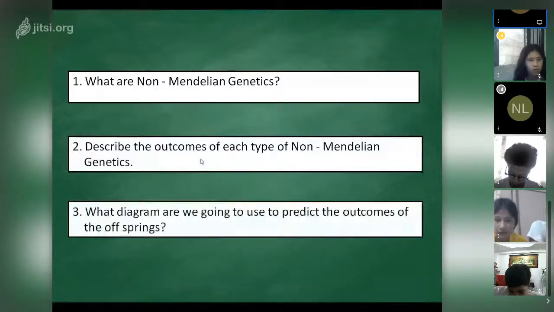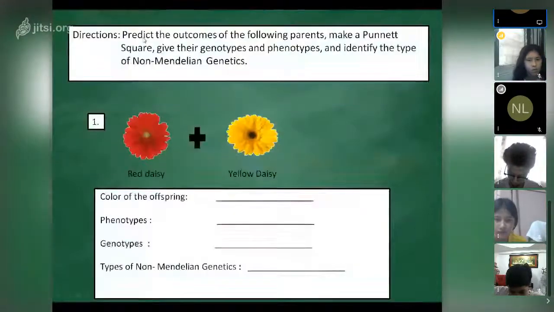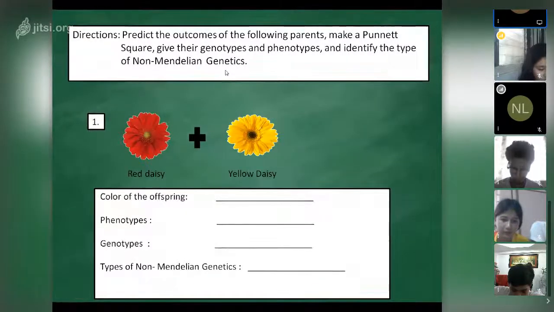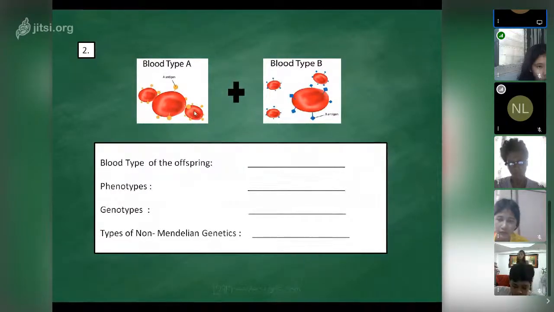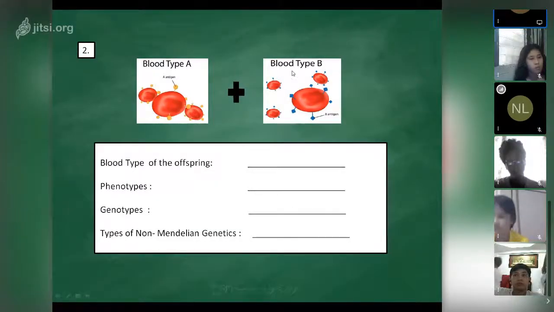Okay, now, directions, class: we are going to predict the outcome of the following parents. Make a Punnett square, give their genotypes and phenotypes, and identify the type of non-Mendelian genetics. Class, we are going to answer this later because as early as now, I did not discuss incomplete dominance and codominance more. So this one: if blood type A unites with blood type B, what should be the result?